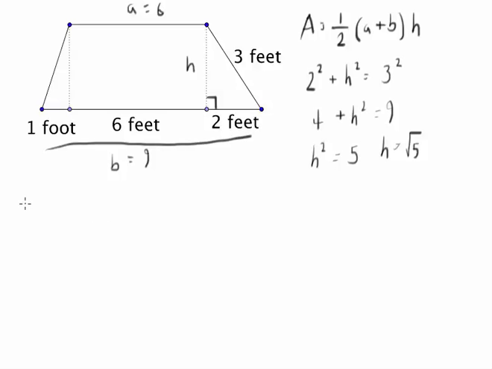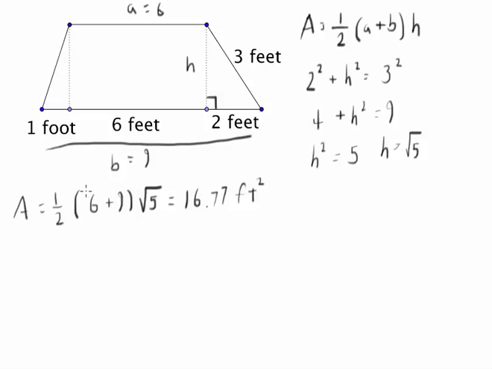So I'm going to move over here. I now know everything I need to find area. Area is going to be 1/2 (A plus B), so that is 6 plus 9, times the square root of 5. When I plug that into my calculator, what I got to 2 decimal places was 16.77. I'm measuring things in feet, so when I do area, that's going to be square feet. Yay! All right, so that's area.